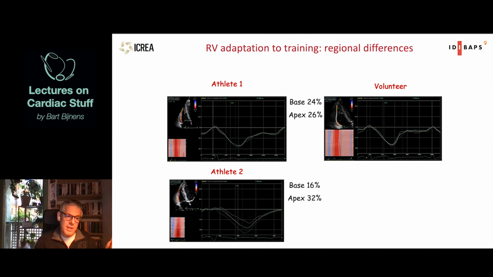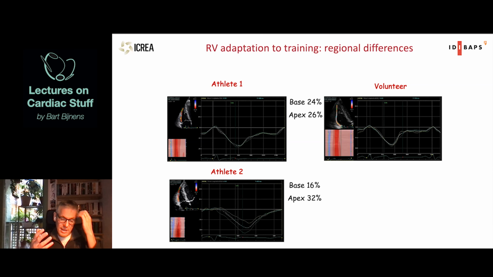So we have regional differences which are related to the apical hypertrophy, for example, and the trabeculation, which means that your exercise response might be hampered in the apex. But on the other hand, there are also individuals where you see that already at baseline, there seems to be something going on with the base. And that makes a lot more sense in some ways.